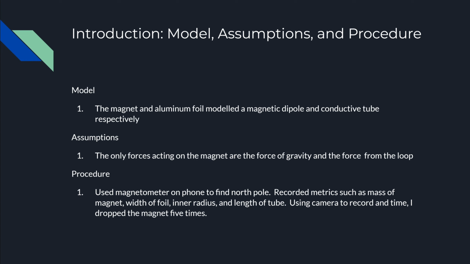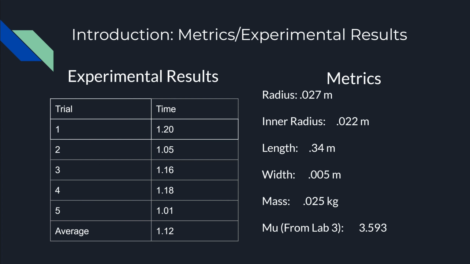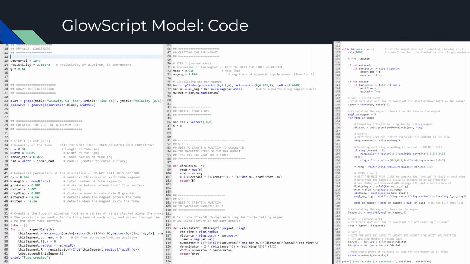The procedure we used was using a magnetometer on the phone to find the North Pole, recording metrics such as mass of the magnet, width of foil, and the radius and length of the tube, and using a camera to record the time as I dropped the magnet 5 times. On the left are my actual experimental results with trials and times, and on the right are the metrics of the dimensions of the tools that we were using as an apparatus.